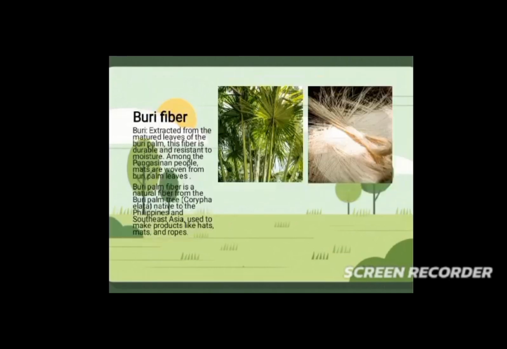Next is the buri fiber. Buri is extracted from the matured leaves of the buri palm. This fiber is durable and resistant to moisture. Among the people of Pangasinan, they weave mats and hats. Buri palm fiber is the natural fiber from the buri palm tree, known as Corypha elata, native to the Philippines and Southeast Asia, used to make products like hats, mats, and ropes due to its durability.